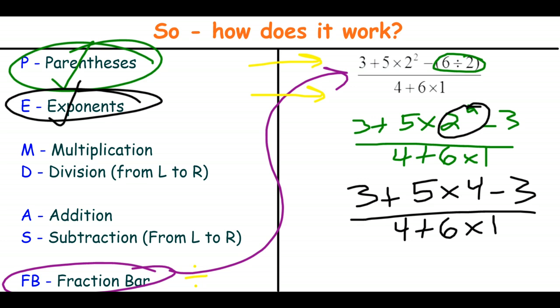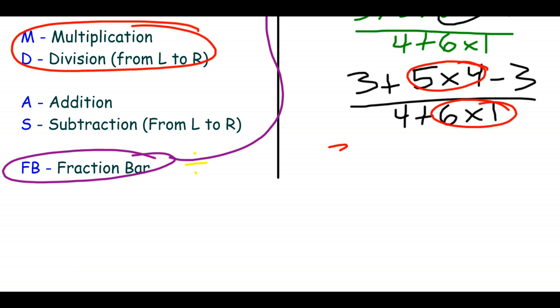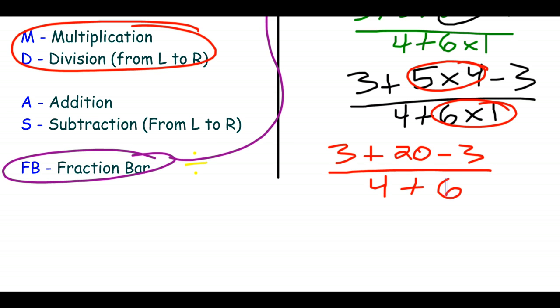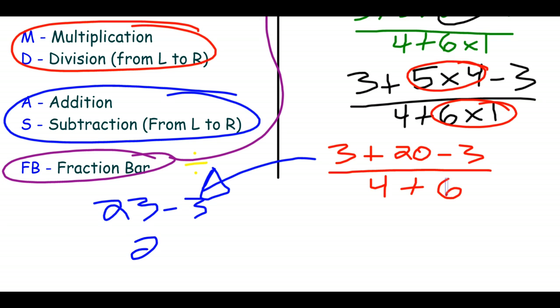Now multiplication and division. We already did the one division because that fell under the parentheses. But now we're going to do the multiplication, and we'll do both numerator and denominator here. So we have 5 times 4 and 6 times 1. 3 plus 20 minus 3 over 4 plus 6. Going now with addition and subtraction. Let's take a look at the numerator separately just for a second. We have 3 plus 20 minus 3, which ends up as 23 minus 3, which is the same as 20. So we have 20 in our numerator, and then 4 plus 6 is 10.